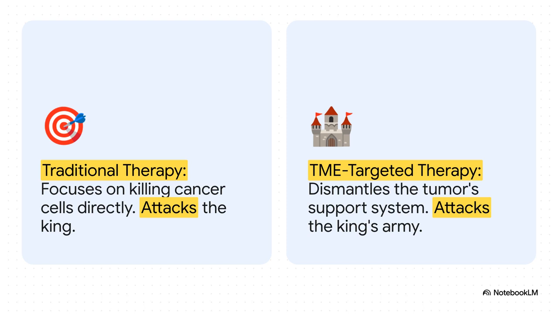Traditional chemotherapy is a brute force approach. It targets all fast-growing cells. It's like sending an assassin to take out the king. It can work, but it ignores the king's guards, his fortress walls, and all his supply lines. TME-targeted therapy is a much more sophisticated campaign. The goal isn't just to kill the king. The goal is to dismantle his entire support structure. You cut off the supply lines, you turn his army against him, you break down the fortress walls. You leave the king exposed, starving, and vulnerable.